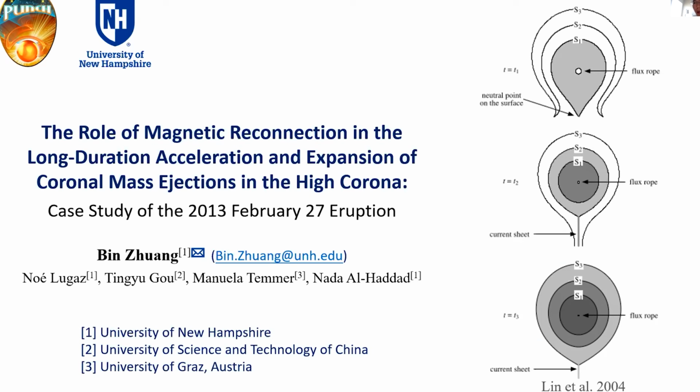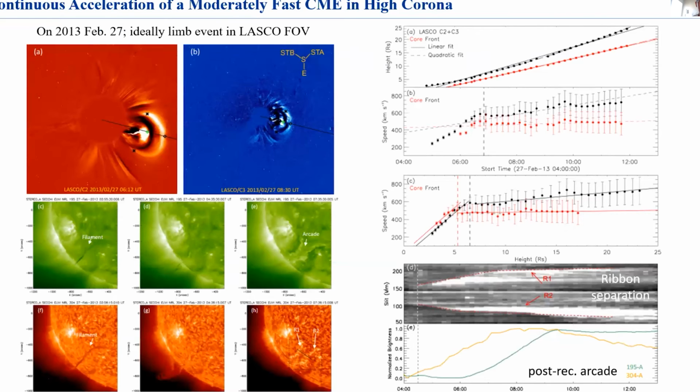It provides additional poloidal flux to the outer shell of the initial flux rope, and thus it will increase the size of the flux rope. And of course, the expansion is always due to the balance between its inner force and outer force. Then when you calculate the leading edge of the flux rope, you will consider the acceleration and expansion simultaneously. As for this event, it is an ideal limb event observed by LASCO C2 and C3.